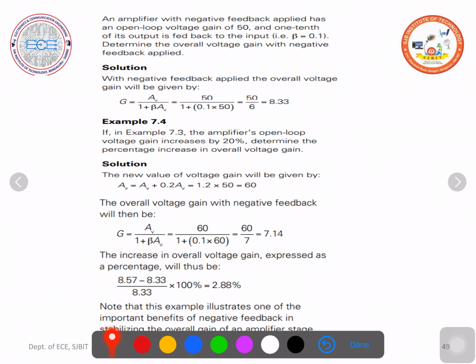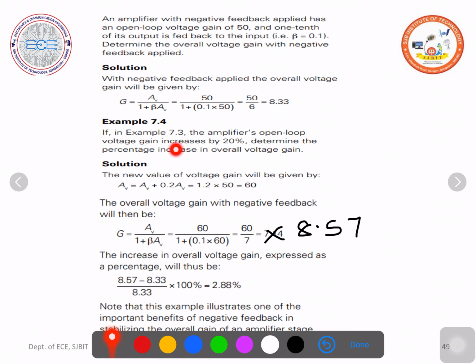So this is 8.57. Once again, the mistake in your textbook. 8.57, change it in your textbook. So the increase in the overall voltage gain expressed as a percentage will thus be (8.57 minus 8.33) divided by 8.33 into 100%. Usually we want to express this as a percentage, so we have multiplied with 100% because we need to find out the percentage increase in the overall gain. So if you calculate, you will get it as 2.88%.